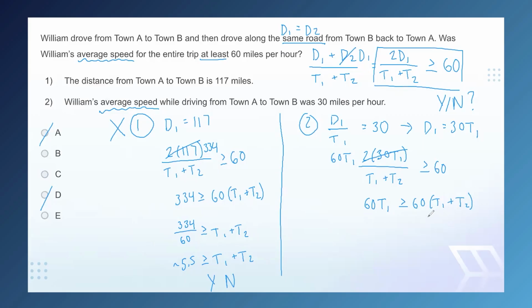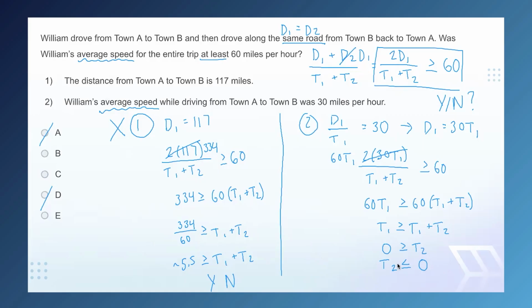All right, dividing by 60 on both sides, which again, I can do. It's positive. It's not going to affect the direction of my inequality. I get T1 is greater than or equal to T1 plus T2. Subtracting T1 on both sides, I'm going to get 0 is greater than or equal to T2. And then flipping that around just to make that a little easier to parse, I get T2 is less than or equal to 0. So, okay, is this inequality true? Is time 2 less than or equal to 0?